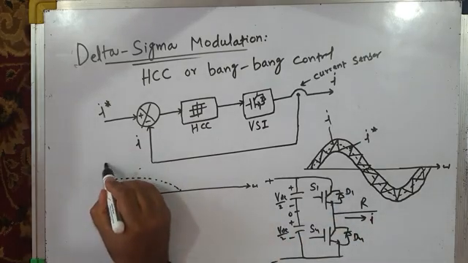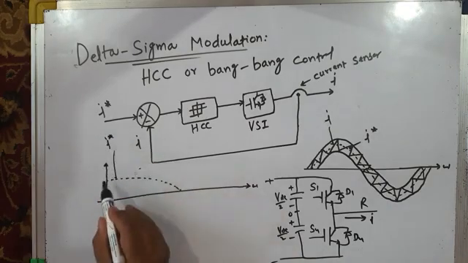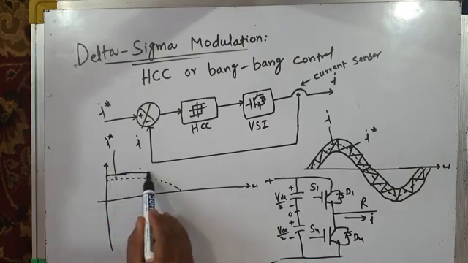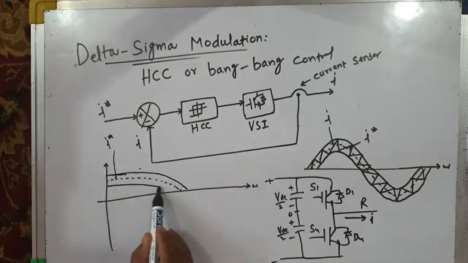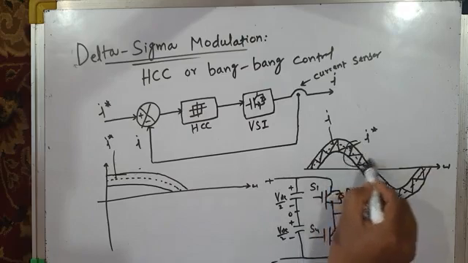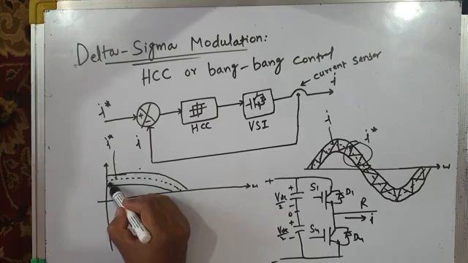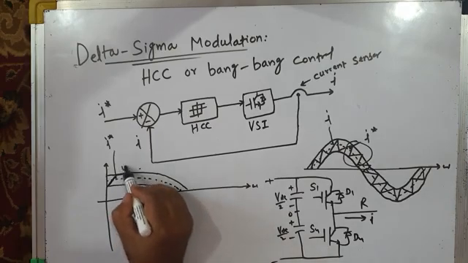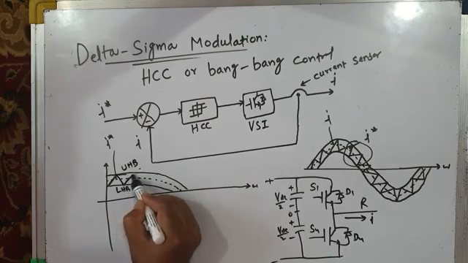So this is our I star. This is our upper hysteresis band, and this is the lower hysteresis band. This is the part of this waveform. Then the current fluctuates or oscillates between the two hysteresis bands, upper hysteresis band UHB and lower hysteresis band LHB, like this. It will oscillate like this.